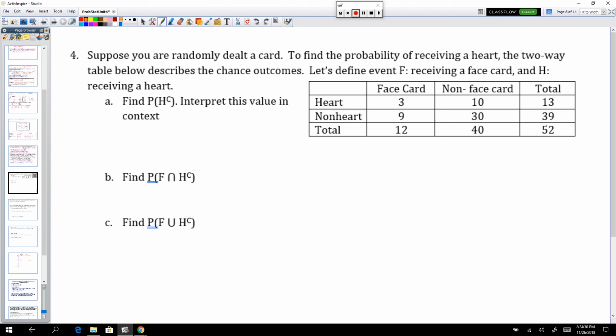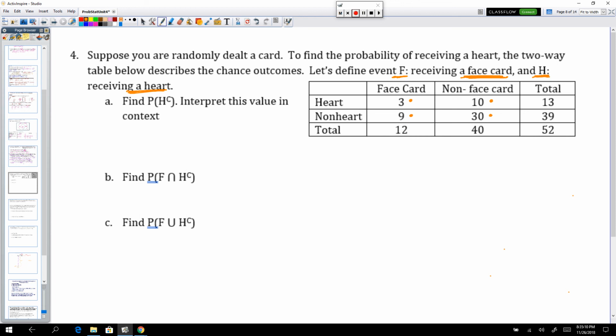And we're going to say event F is considered receiving a face card, and event H is considered receiving a heart. And we put a two-way table together for you to summarize how those play out in numbers. So there are 3 heart face cards and 10 heart non-face cards. If you need to flip back to your reference, please do so to make sure you agree with that. There are 9 non-heart face cards and 30 non-heart non-face cards. Okay? So hopefully everybody agrees with all of that.